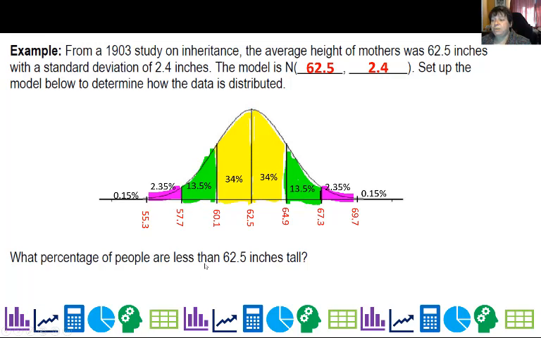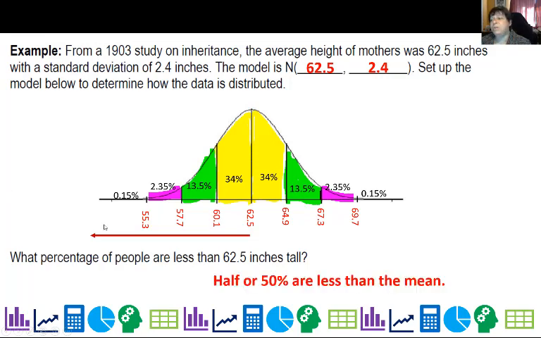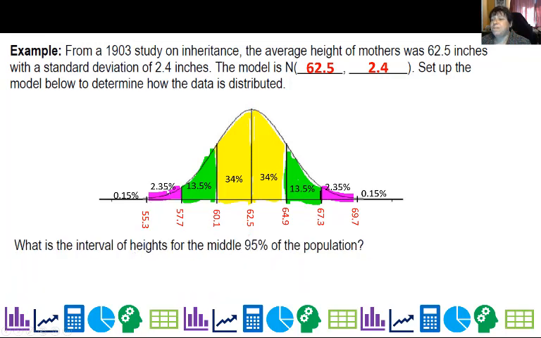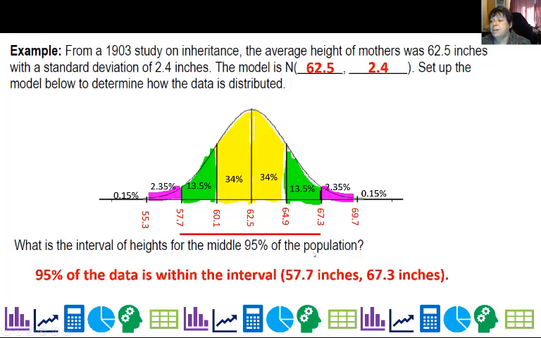They want to know what percentage of people are less than 62.5 inches tall. Well, that's just the lower half. Half or 50% are less than the mean. All right, we'll go ahead and find the intervals. If we're doing 95% of the population, according to the rules, that's 2 standard deviations away from the mean. Remember the mean's here, so 1, 2, 57.7, 1, 2, 67.3. So 95% of the data is within the interval 57.7 and 67.3 inches.